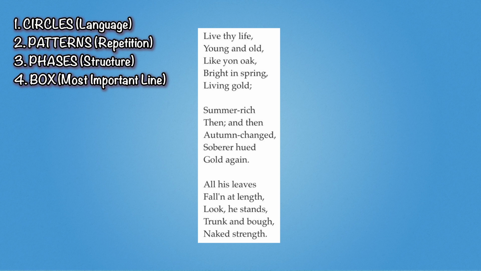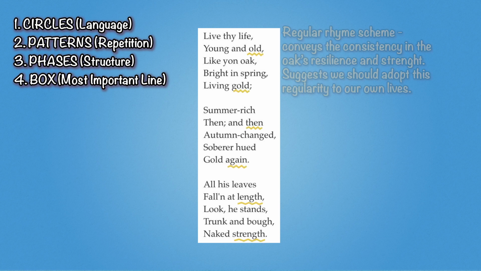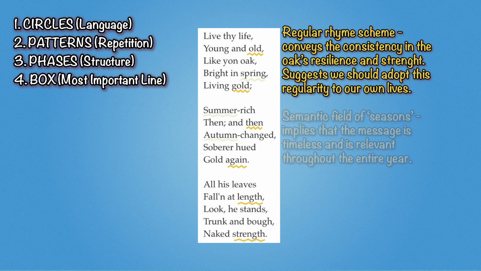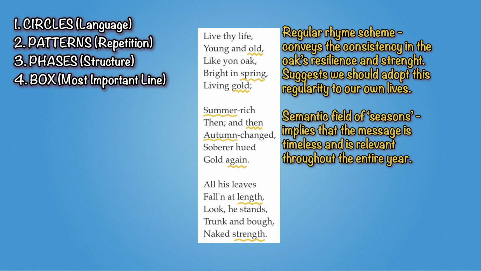Now we move on to patterns, so I'll look for any examples of repetition, again considering the effect that they have. We have a regular rhyming pattern as the final words of the second and final line of each stanza rhyme. This consistency could show the consistent strength of an oak tree, further suggesting that we need to adopt this regularity to our own lives too. We also have a semantic field of seasons, with spring, summer and autumn all mentioned throughout. And this adds to the sense that the message here is timeless, that an oak tree can survive whatever is thrown at it throughout the different seasons of the year, and that we can do that as well.